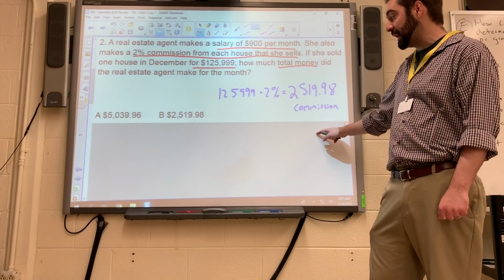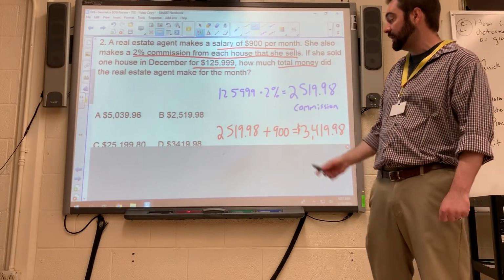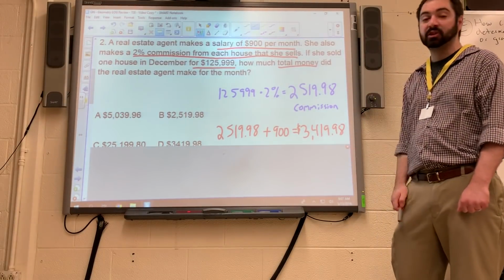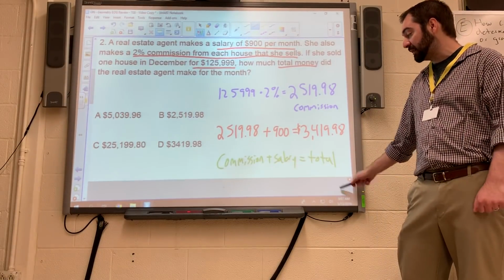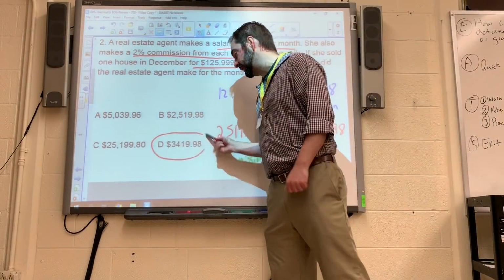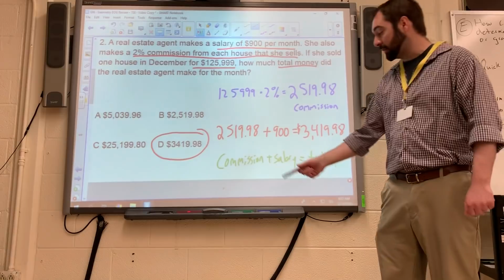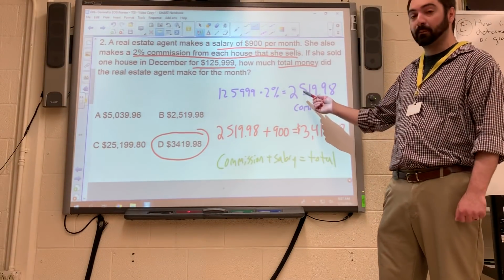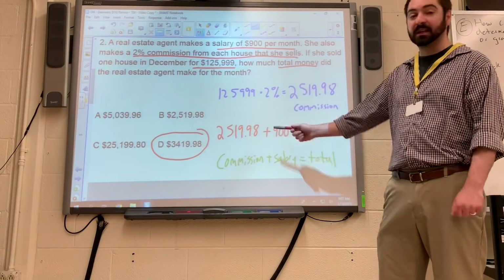In addition to that, she also gets her salary. So we're going to take the commission plus her $900 salary. It means that she made a grand total of $3,419.98. Letter choice D. So when we get to this, it's always the commission plus the salary gives you your total. Again, she gets a piece of the house and she gets to keep all of her salary.